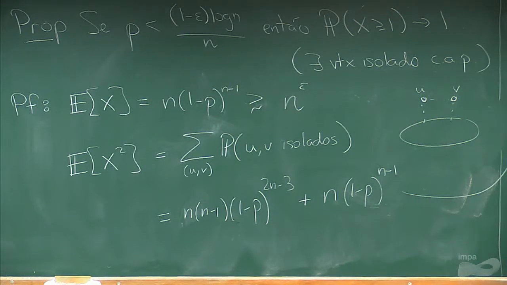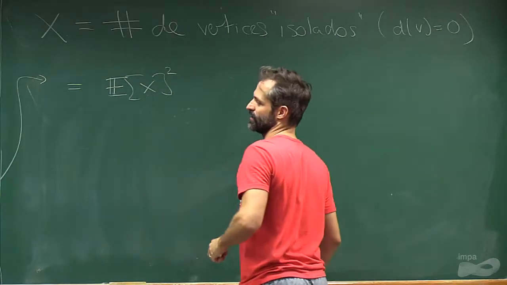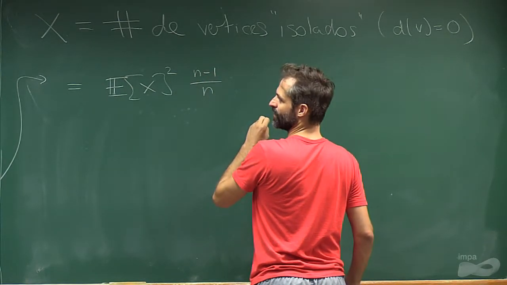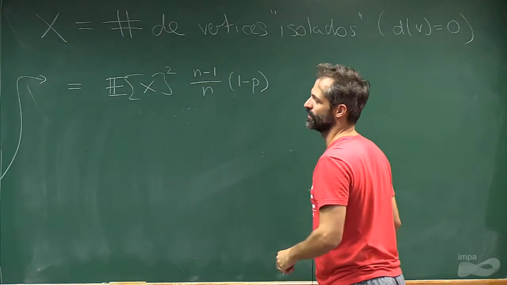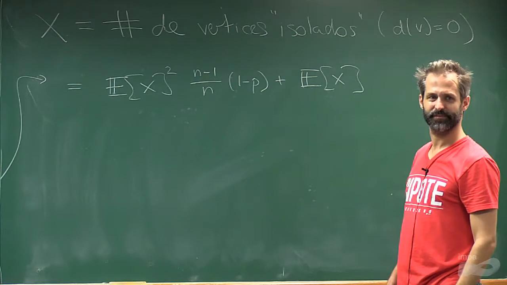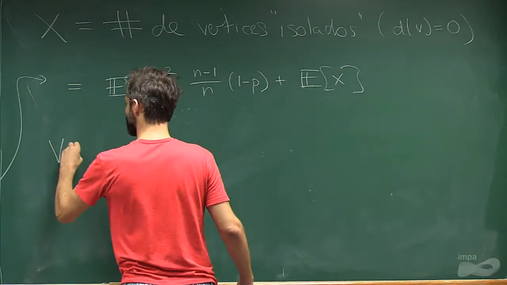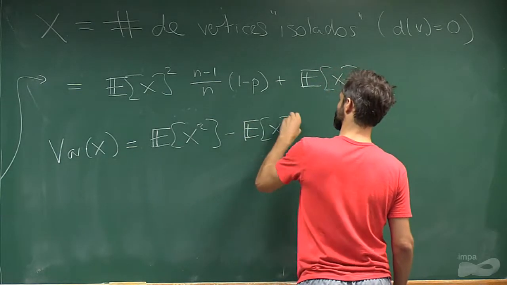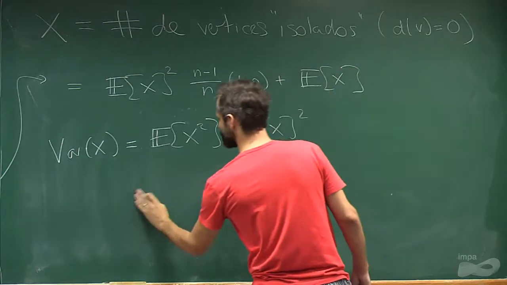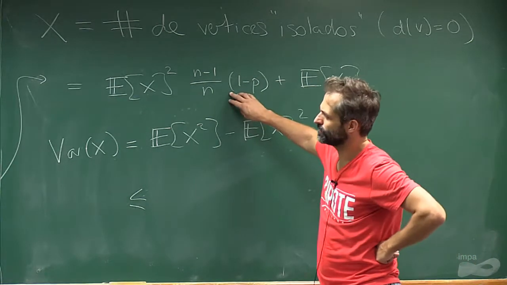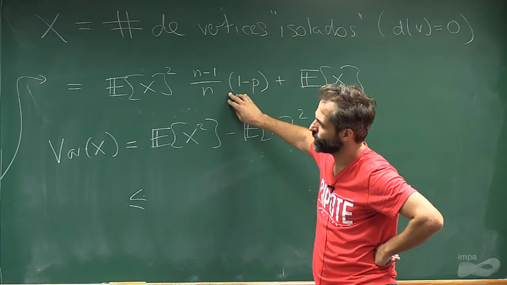So let's go up here. This is equal to the expected value of x squared times n minus 1 over n times 1 minus p, plus the expected value of x. Is that right? So the variance of x, which is the expected value of x squared minus the expected value of x squared, is... do I mean 1 over this? Yes. I hope I do.